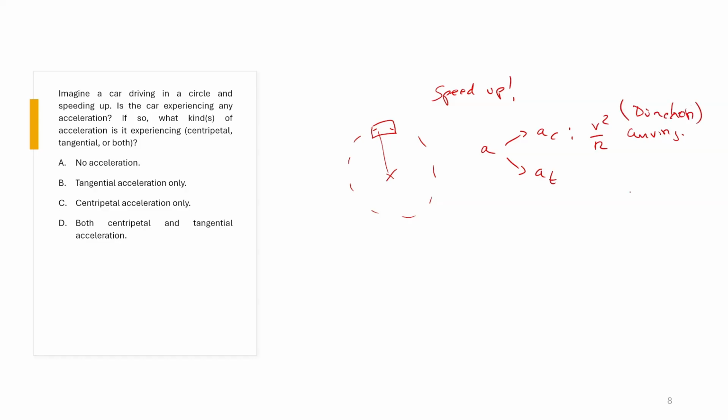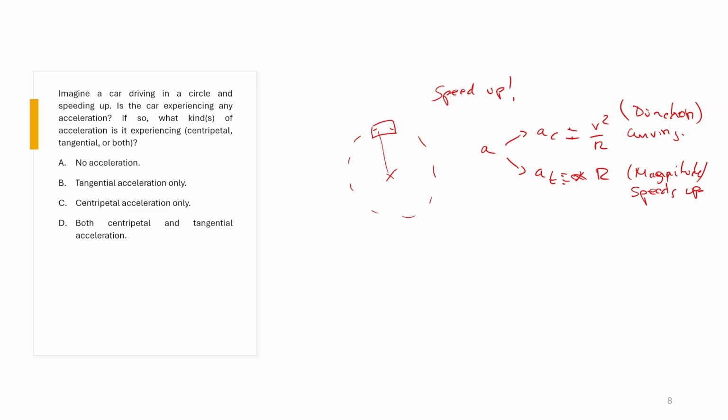Vectors have both direction and magnitude. What about the tangential? I've said this a million times. My tangential is responsible for speeding up, and that's obviously alpha r. So now the question is, what types of acceleration are there?